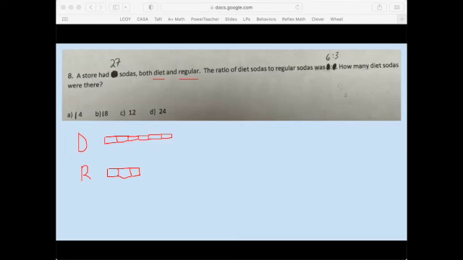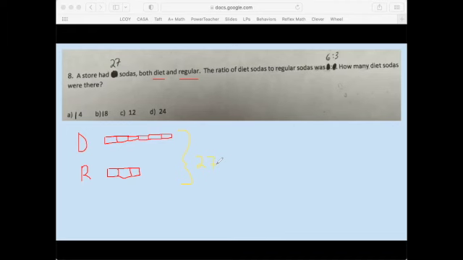Okay? So it says the store had 27 sodas. If it told us how many diet sodas it had, we'd ignore the regular sodas and only focus on the diet sodas. If it told us how many regular sodas we had, we'd ignore the diet soda tapes and only focus on the regular tapes. But what it's telling us is how many sodas we had in total. The total would include both diet soda and regular soda. So we know that these pieces of tape together will get me 27.